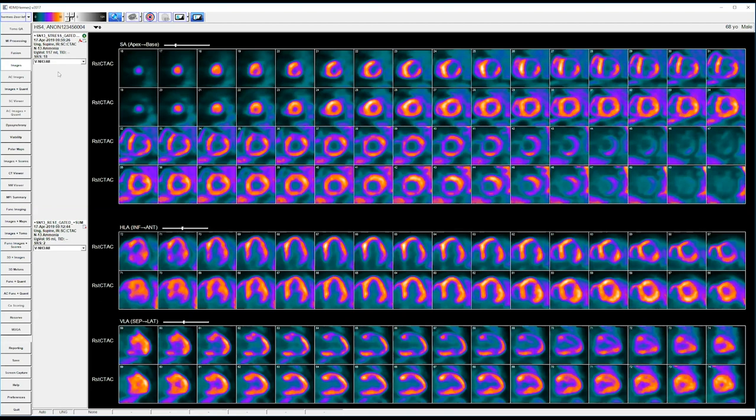That's the way it's labeled, but it's actually a stress on top. Yeah, it's okay, stress on top. You could see it here actually. And then looking at the stress studies, there are two pretty large defects.